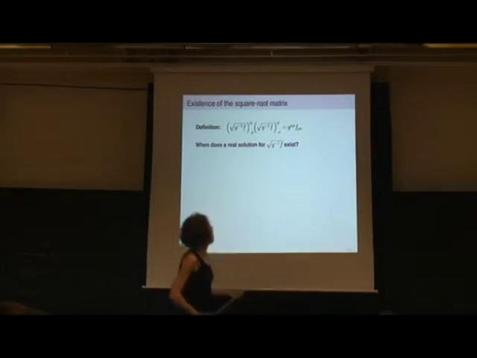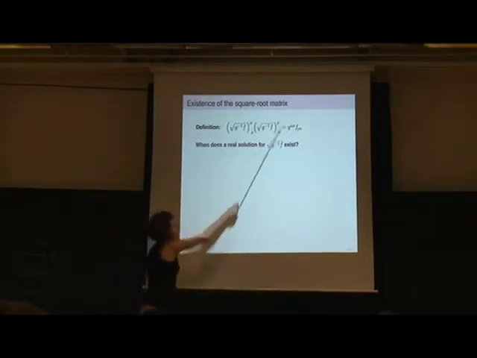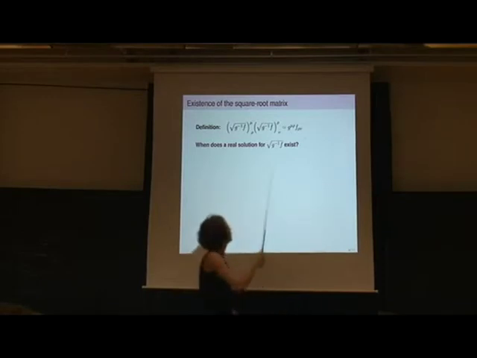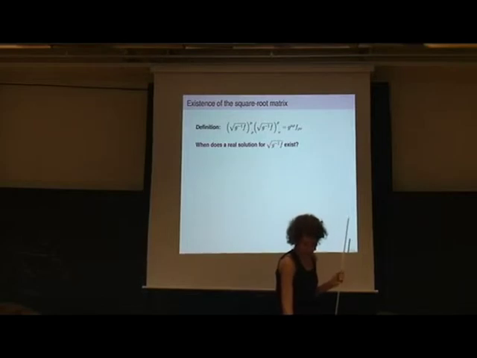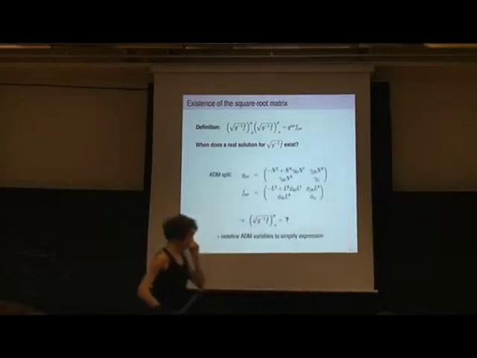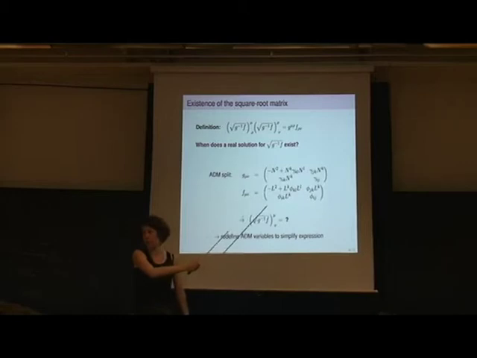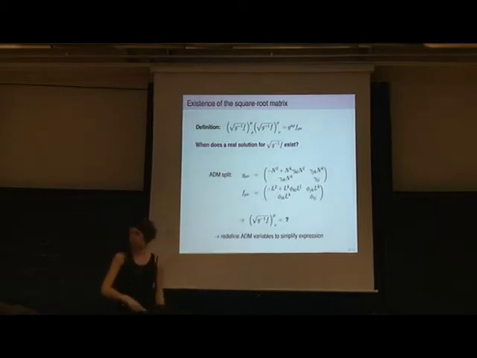So the definition of the square root matrix is, of course, that I square it and I get the original matrix, right? And then the question is, what are the conditions under which real solutions for the square root matrix exist? And in order to get there, the first assumption that one can make is that we can do a simultaneous ADM split for both of the metrics. Okay? This is already a non-trivial assumption, but starting from here, you can then try to address this question. And of course, this decomposition has been used in the ghost proof also.